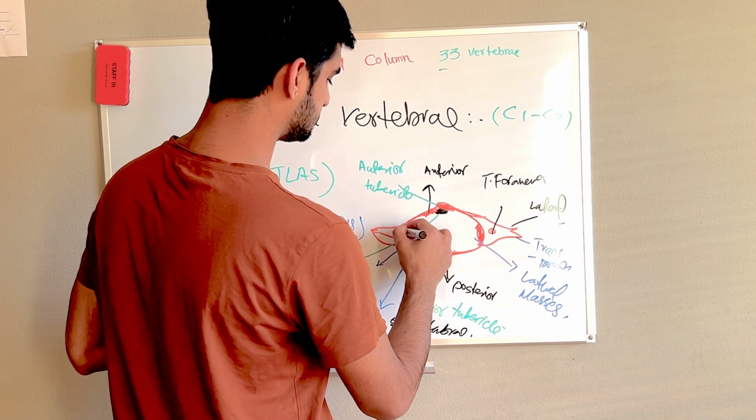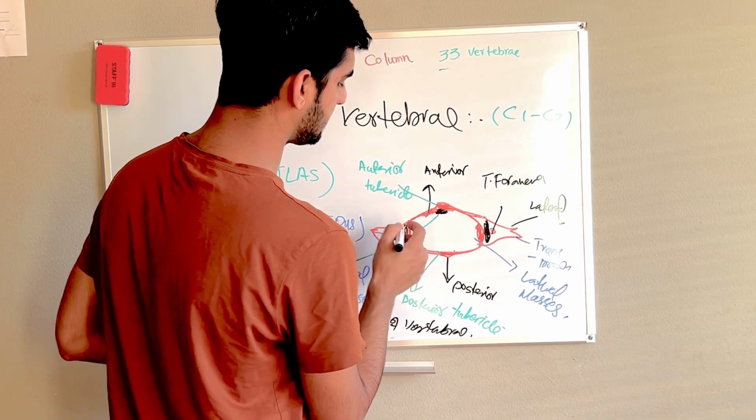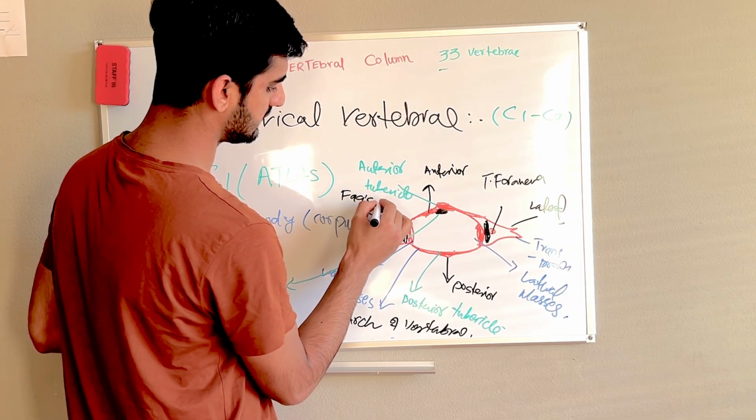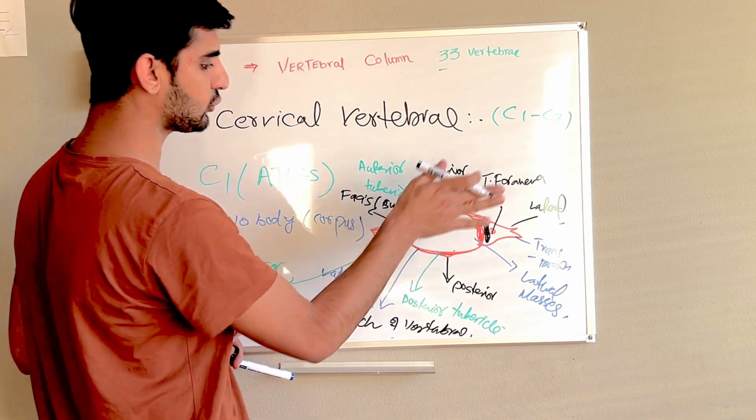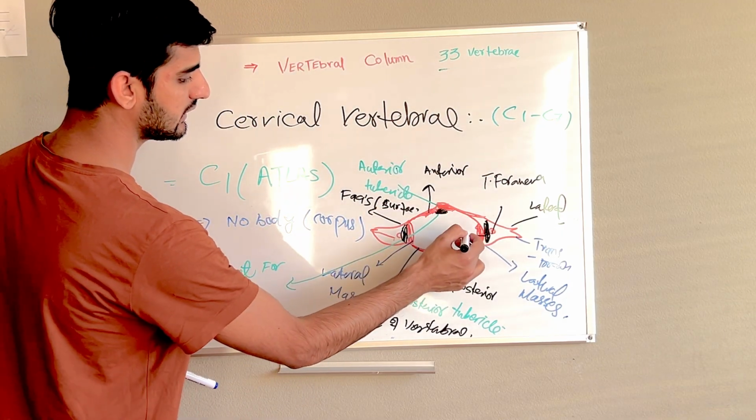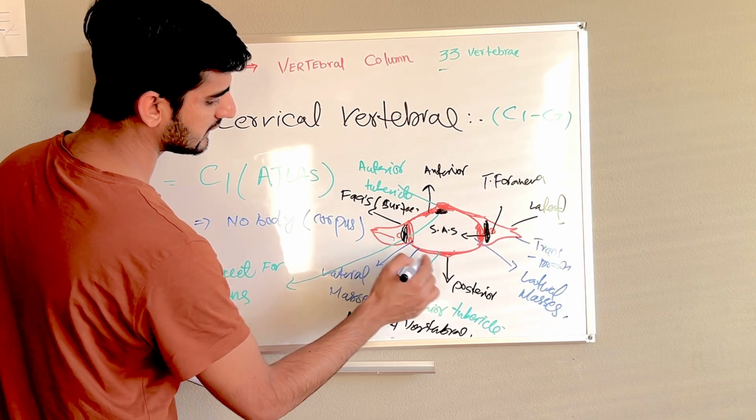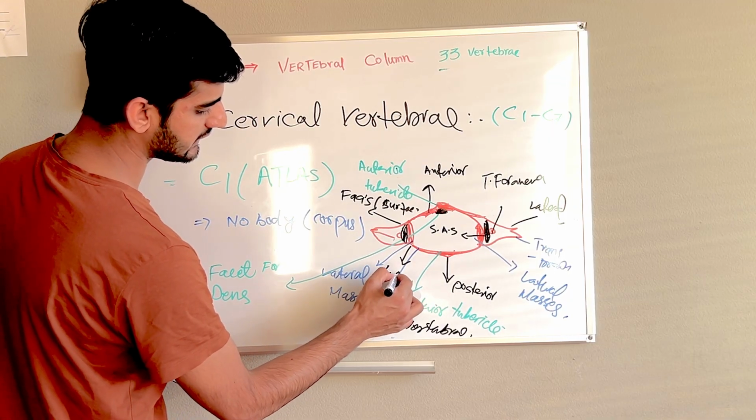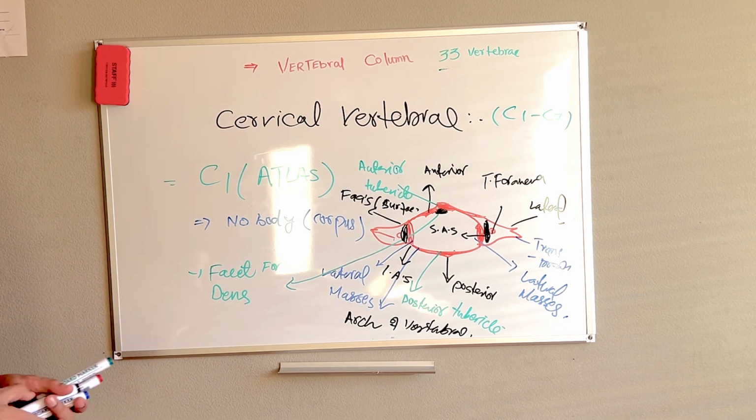Here we have articulating surfaces, facets. In Latin, facet is called fasces. Facets are articulating surfaces. This is the superior side, so this is the superior articulating surface, and on the inferior side we have the inferior articulating surface. This is what we discussed about the Atlas vertebra.